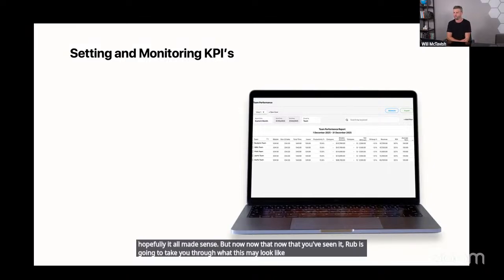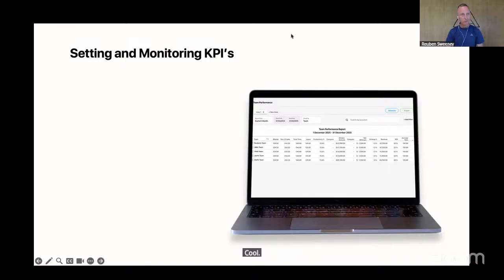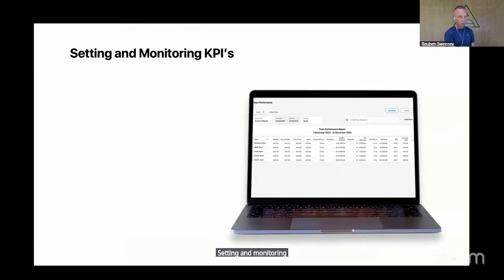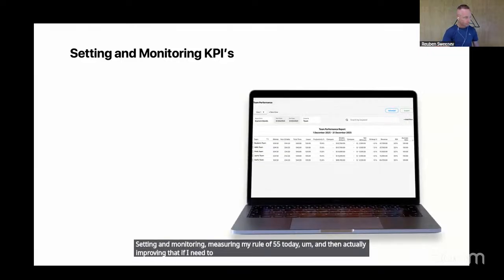Cool. Within your Xero Practice Manager, or your practice management tool, if you have invoicing and time, you have access to all that information. As you've seen through the WIP equation, it's all invoicing and time and the relationship in between. So how do we actually go about setting, monitoring and measuring my Rule of 55 today, and then improving that if I need to? This is how we do it.